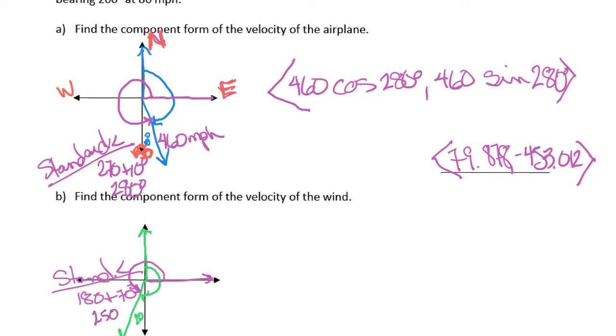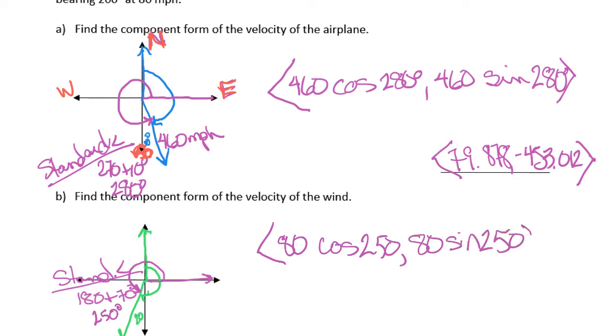So coming up with my component form for the wind, it's going to be 80 miles an hour times the cosine of 250 and 80 sine of 250, which calculates to be negative 27.362 and negative 75, whoops, that's a 7, 75.175.